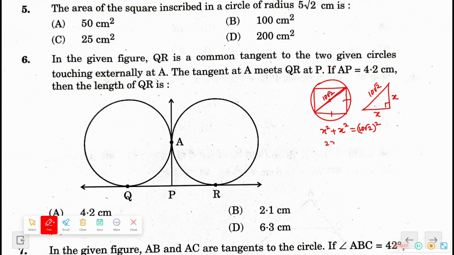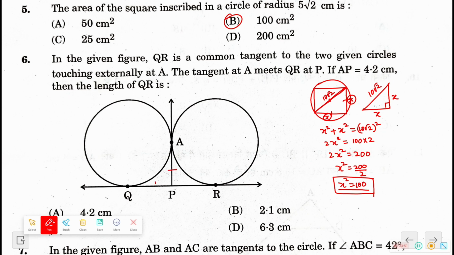Then we get 2x² = 10² into (√2)², which is 100 into 2. So 2x² = 200, so x² = 200 by 2, so x² = 100. We want x² only because we want the area. What is the area of a square? x into x, side into side. We have taken the side as x. The area of the square is 100. So what is the correct option? Option B is correct.